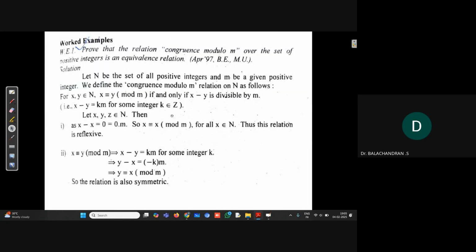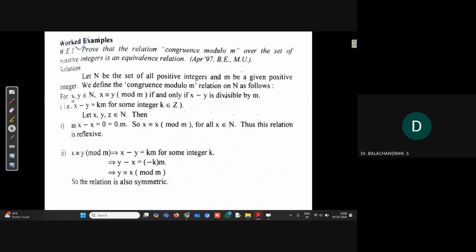Okay, so again, I will explain this problem. I'll start from this problem. Prove that the relation congruence modulo m over the set of positive integers is an equivalence relation. Here N, capital N, is the set of all positive integers, and m is a given positive integer. So now we define the congruence modulo m relation on N as follows.